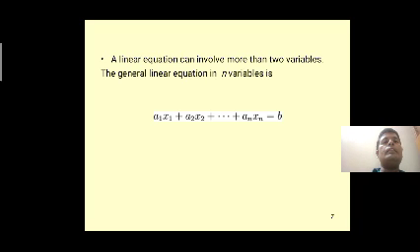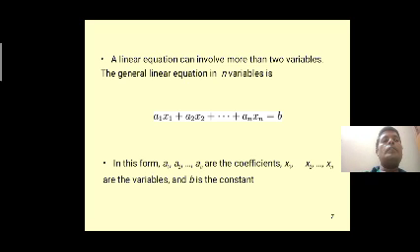A linear equation can involve more than two variables. The general linear equation in n variables, which we already discussed in earlier classes, 9th or 10th, is a1 x1 plus a2 x2 plus so on plus an xn equal to b. In this form, a1, a2, up to an are the coefficients, x1, x2, up to xn are the variables, and b is the constant.